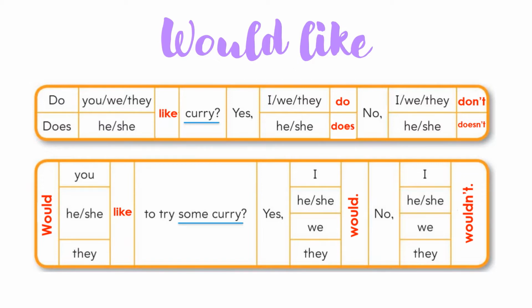The positive starts with yes, following the subject plus do, or does in case the subject is she, he, or it. And the negative one starts with no, following the subject plus do not or don't, or in case of she, he, or it, does not or doesn't.